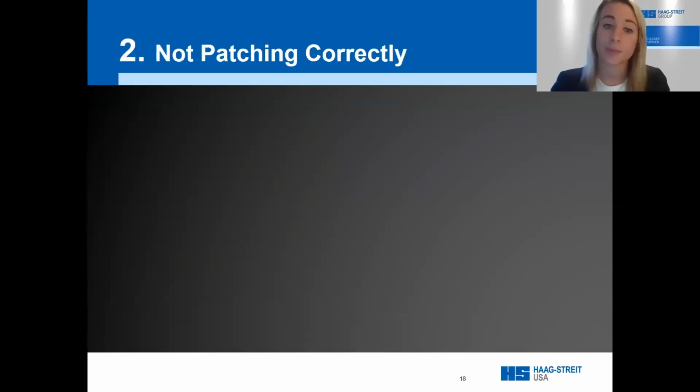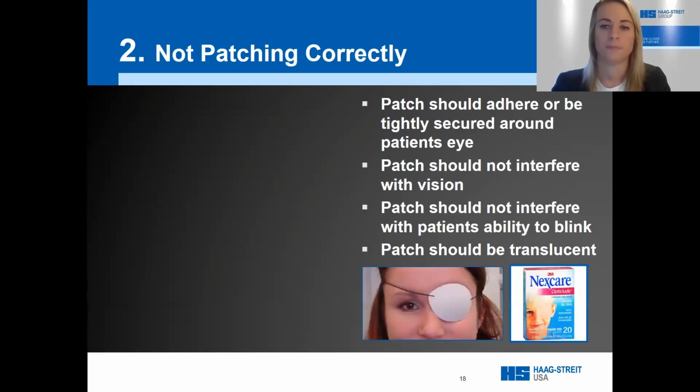Let's move on to something a little easier. How to put a patch on. The majority of visual fields we run are monocular visual fields, meaning we're testing one eye at a time. For this reason, we need to patch the opposite eye so it does not help its buddy with its test. However, if we do not patch the opposite eye correctly, it can actually be a hindrance.